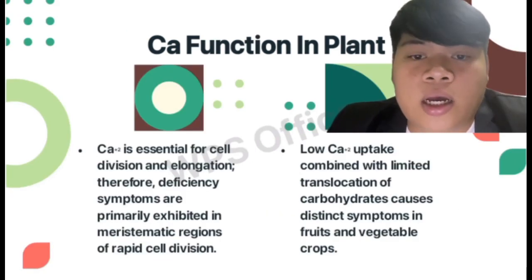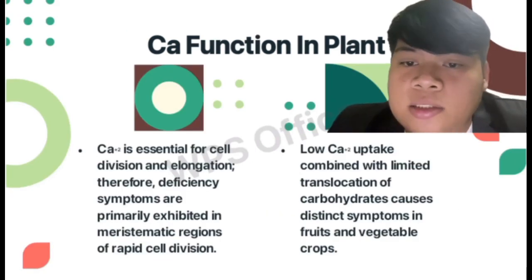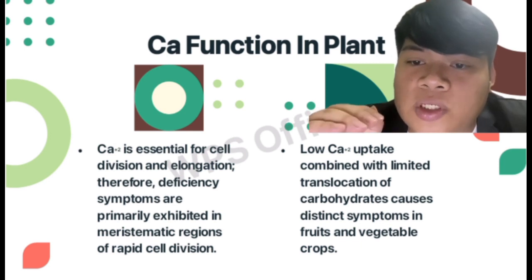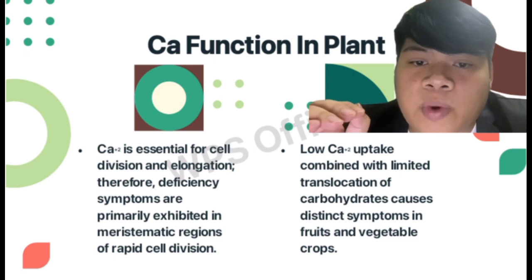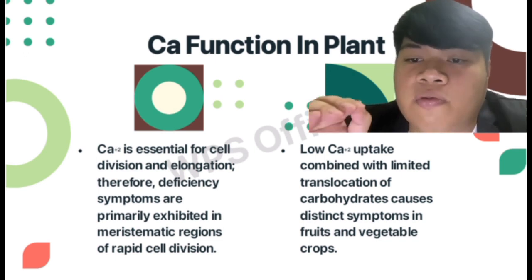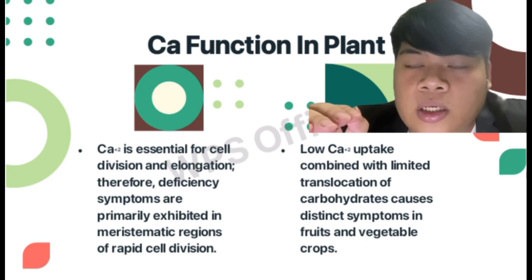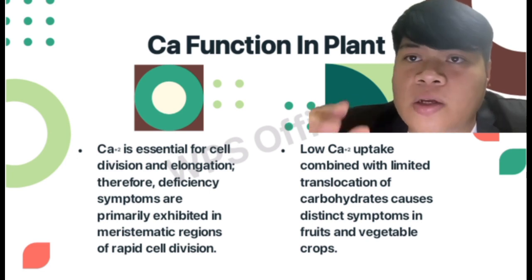Next, calcium function in plants. Calcium is essential for plant cell division and elongation, therefore deficiency symptoms are primarily exhibited in meristematic regions of rapid cell division. So basically it is for plant growth.